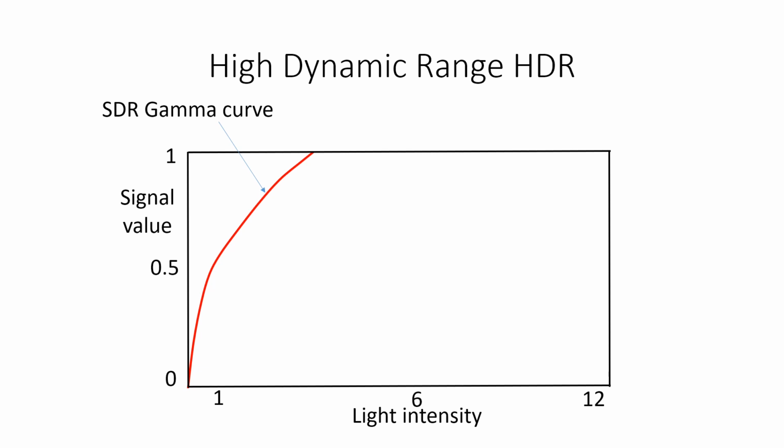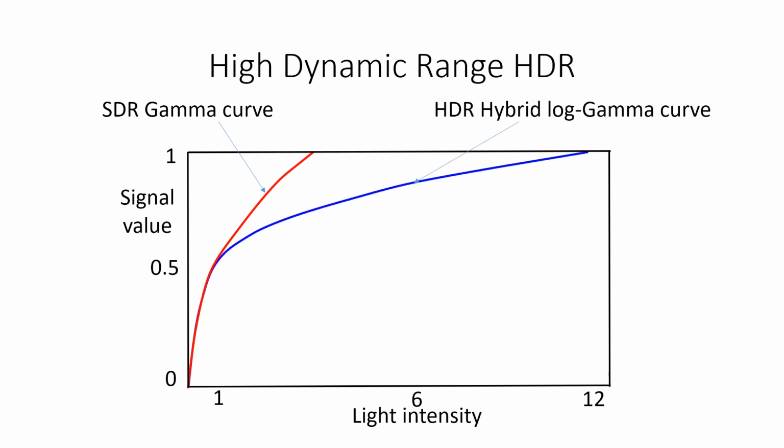High dynamic range imaging refers to the set of imaging technologies and techniques that allow the dynamic range of images or videos to be increased. This means that there is a large amount of variation in light levels within a scene or an image. The blue curve shows the gamma curve for HDR, and this is called hybrid log gamma, and shows that the light intensity can be much greater than that for the SDR gamma curve. HDR makes it possible to see details in content in both very bright and very dark scenes.